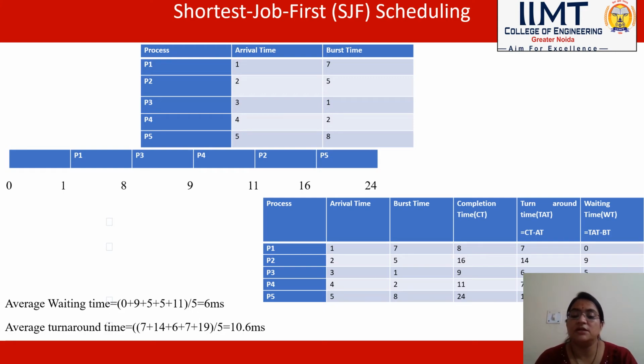Turnaround time means completion time minus arrival time. We will calculate it, and waiting time is turnaround time minus burst time. So we will calculate the average waiting time and turnaround time. So the average waiting time is 6 milliseconds and the average turnaround time is 10.6 milliseconds.